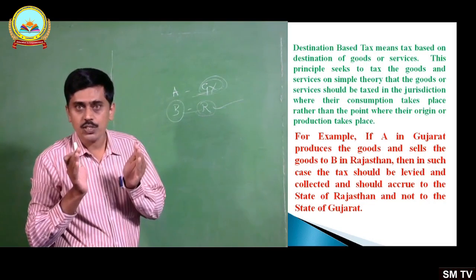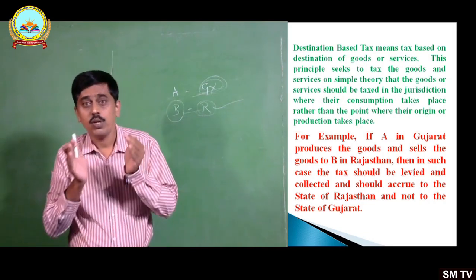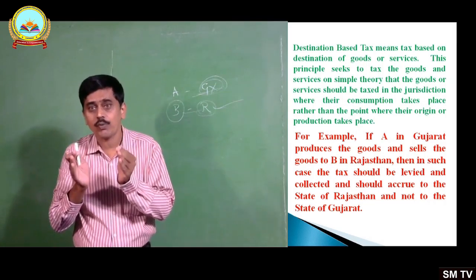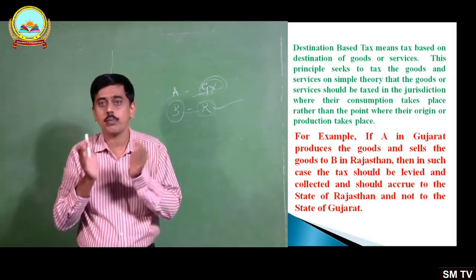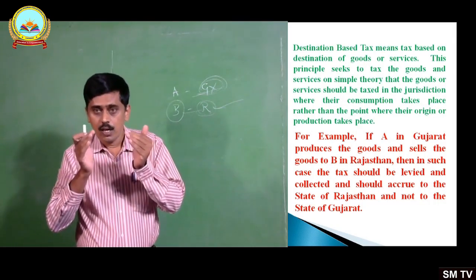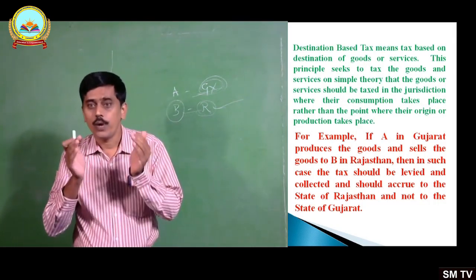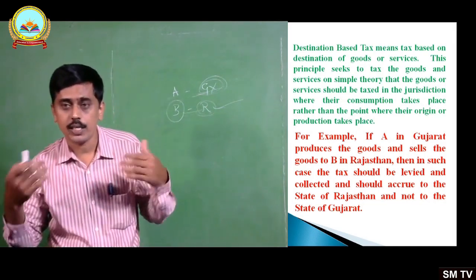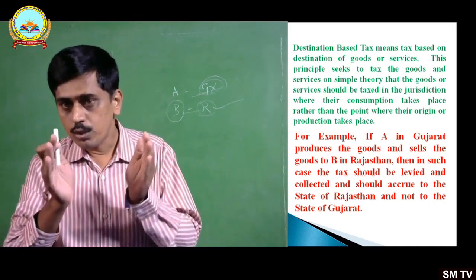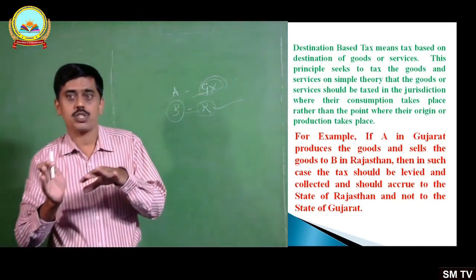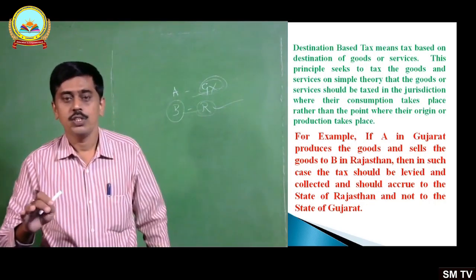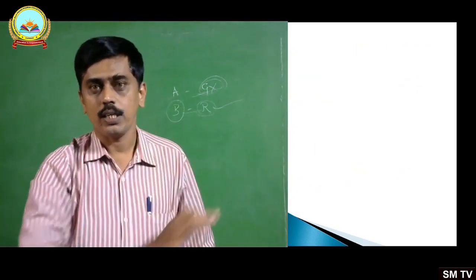Destination based tax is a system where goods and services are taxed at the point of consumption rather than at the point of production. What it means? It's a method where goods and services are taxed at the point of consumption or in the jurisdiction of the consumption and not at the point of production. So now let's move on to see further.